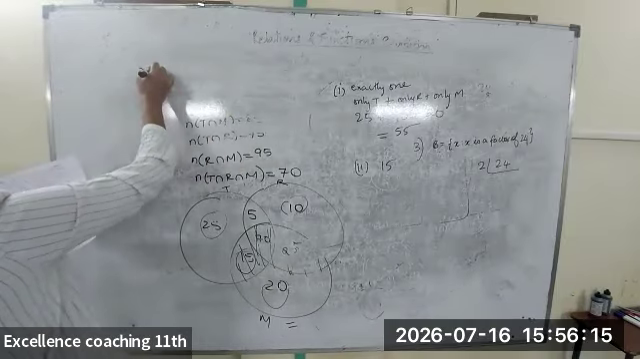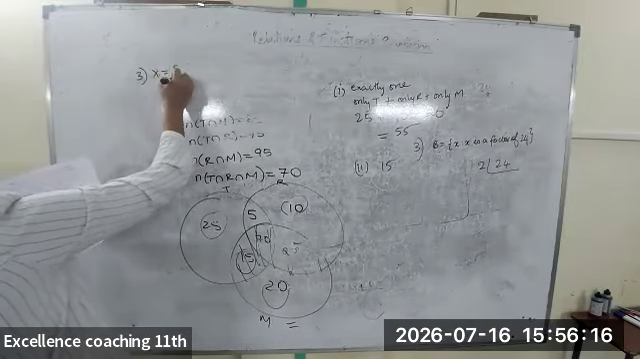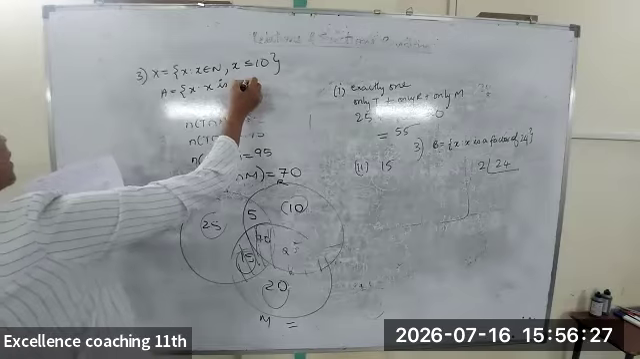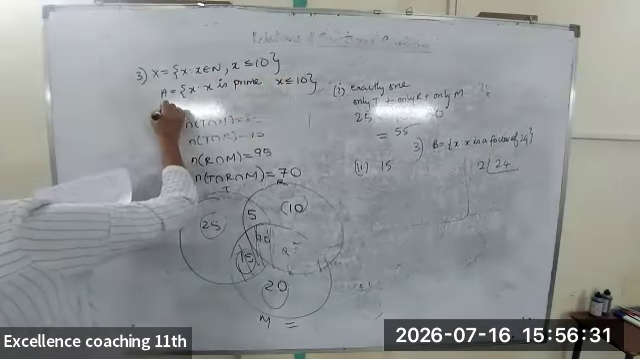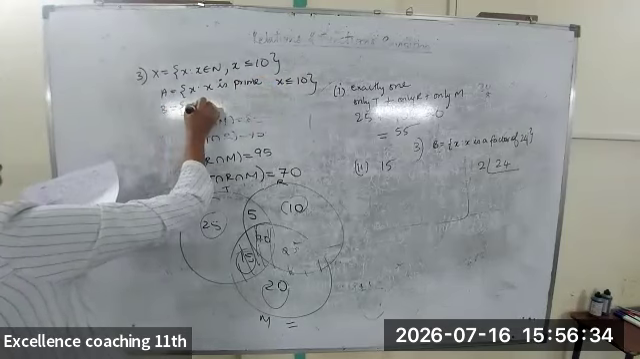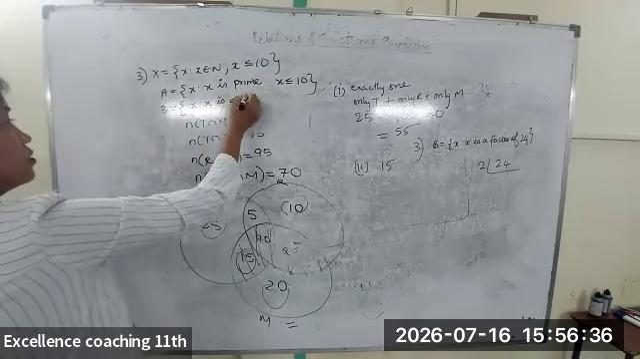X is what? X belongs to N, X less than or equal to 10. A: X is a prime number. And B, now add. X is a factor of 24.